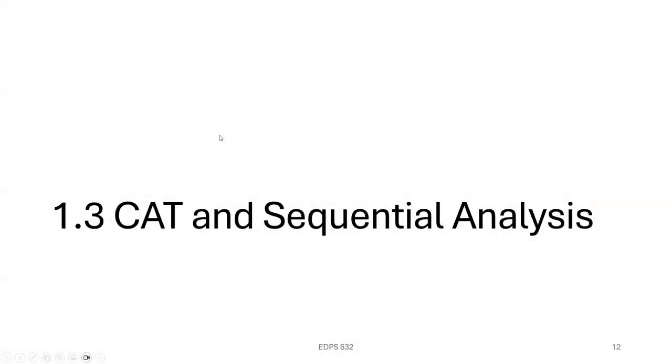Next, I want to discuss a little bit about CAT and sequential analysis. CAT is a sequential analysis application. Sequential analysis is a very classical statistical method developed many, many years ago. And now we use sequential analysis to help design adaptive testing.